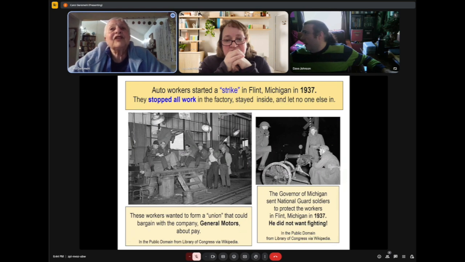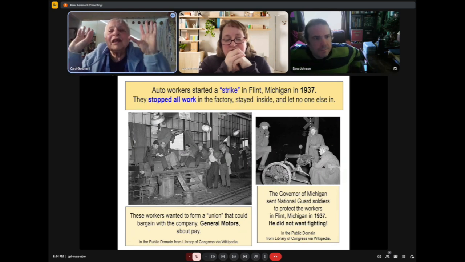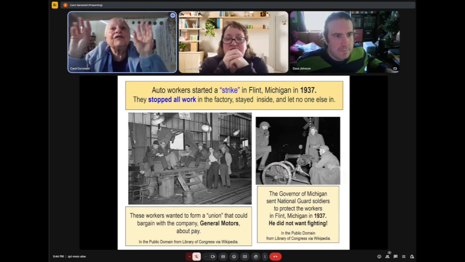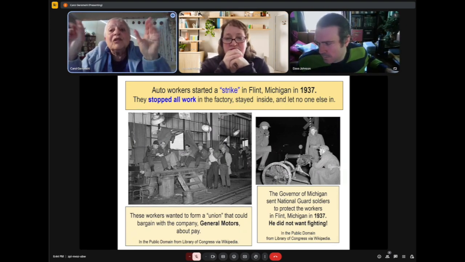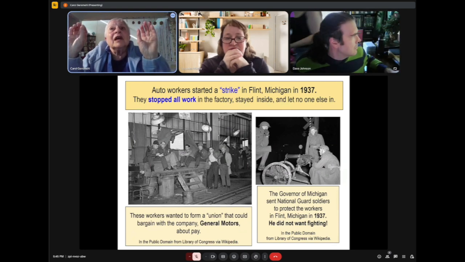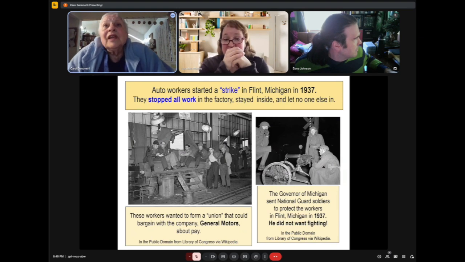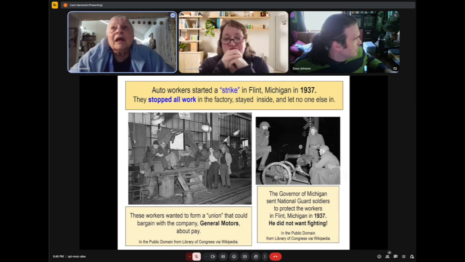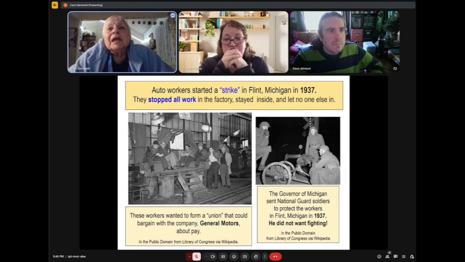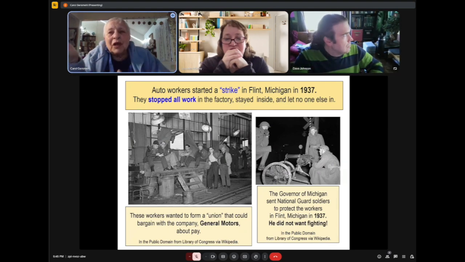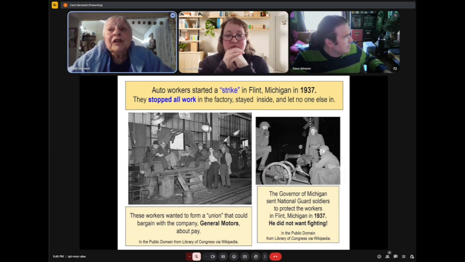They stopped all the work and they said, nobody is going to come in this factory, not through the windows and not through the doors, until we get to talk about our pay, because they were really hurting. At this time, they were making less per hour than people in other kinds of manufacturing. This was so serious.